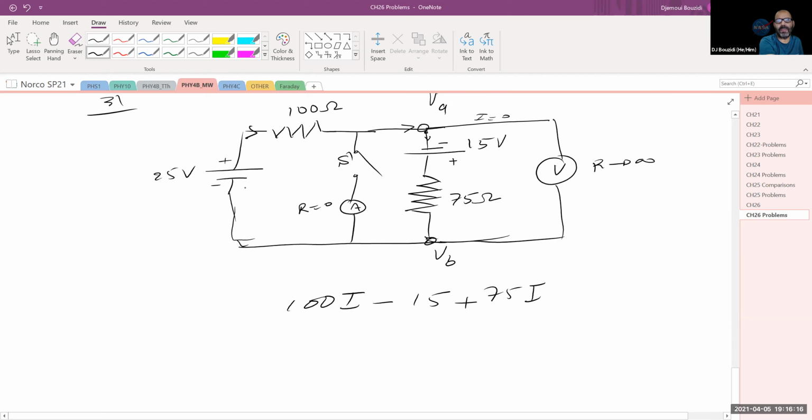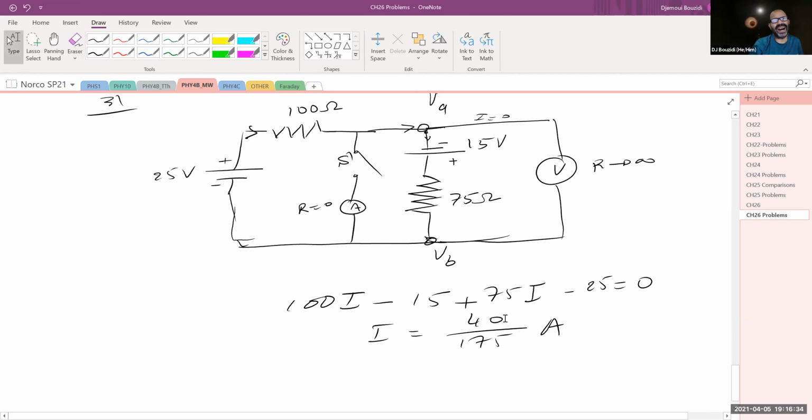And again, we're coming from the negative to the positive, so we're rising by 25, so we're dropping by negative 25. So you solve this equation for I, you're going to find how much I is. So I is going to be 40 over 175 amps, okay? Now you have the I.